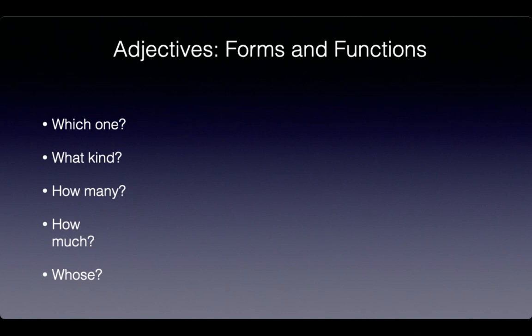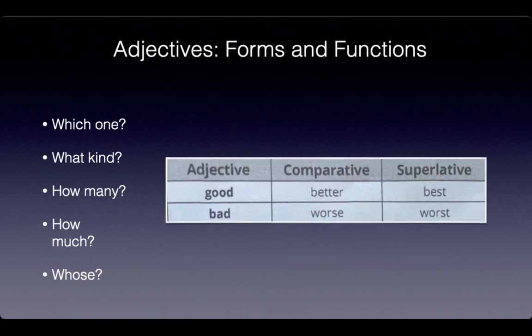Comparisons using two of the most common adjectives, good and bad, are formed in a slightly different way. Take a look at this table that shows the way that that's done. Good becomes better in the comparative and best in the superlative. Bad becomes worse in the comparative and worst in the superlative.